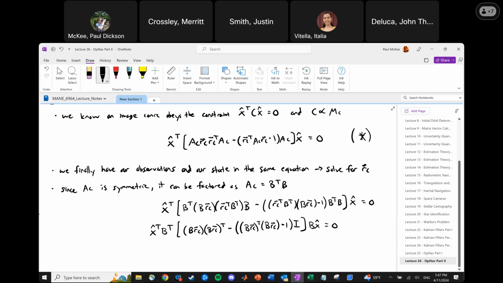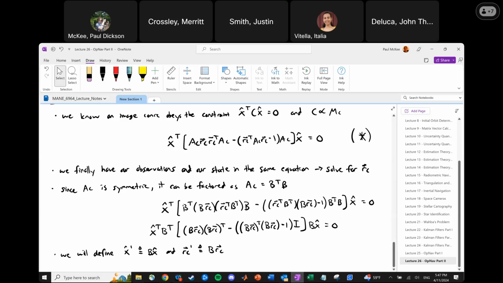So we will define, we want to make our equation as simple as possible, X hat prime is BX hat. And similarly, RC prime is BRC. And forgive me for a second, I just found a mistake in my notes, so I want to clean that up. There we go.